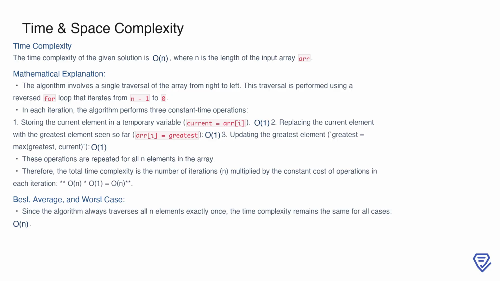Since these 3 operations are performed for each of the n elements, the overall time complexity becomes O(n) multiplied by the constant cost of these operations, which simplifies to O(n). Importantly, this efficiency holds true for all cases, whether the input array is sorted, reversed, or unordered, because the algorithm always traverses the array exactly once.